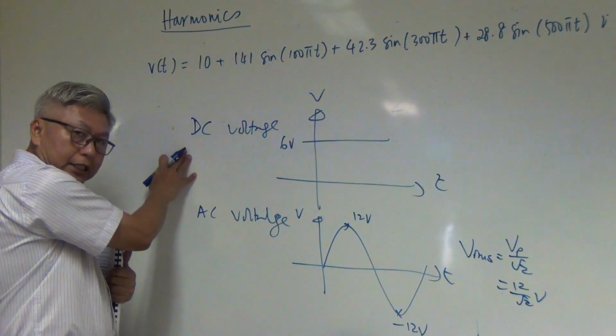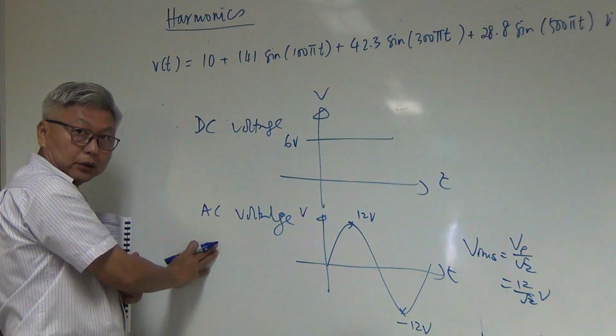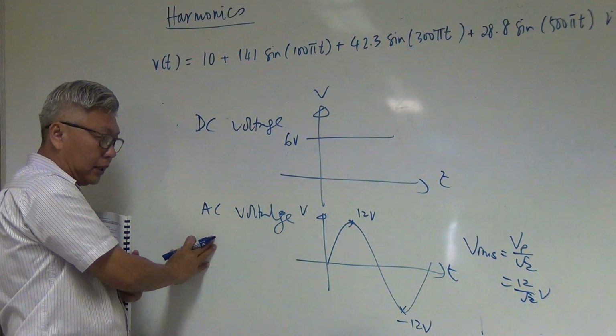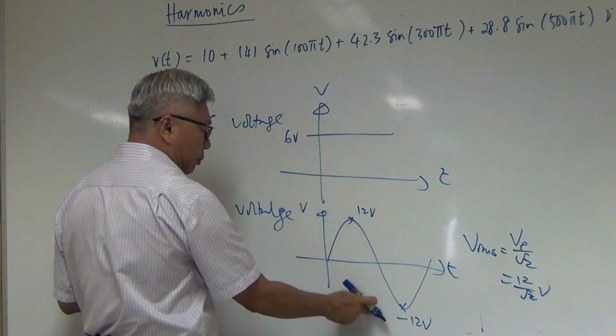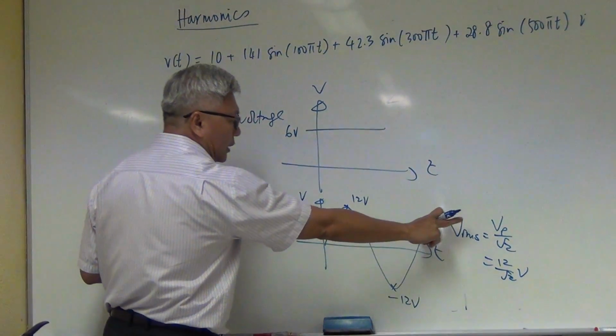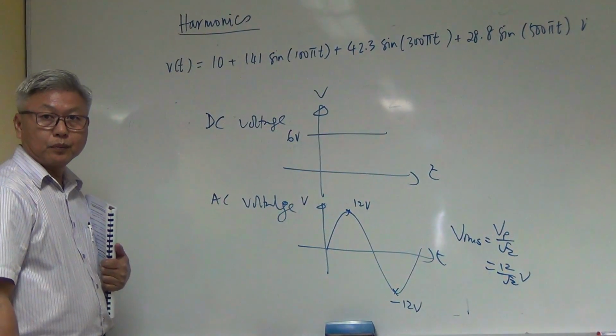So this is called the DC, and this is called the sinusoidal or AC signal. And this is the peak, this is the negative peak, and the peak to peak is 24. VRMS is Vp divided by square root 2.